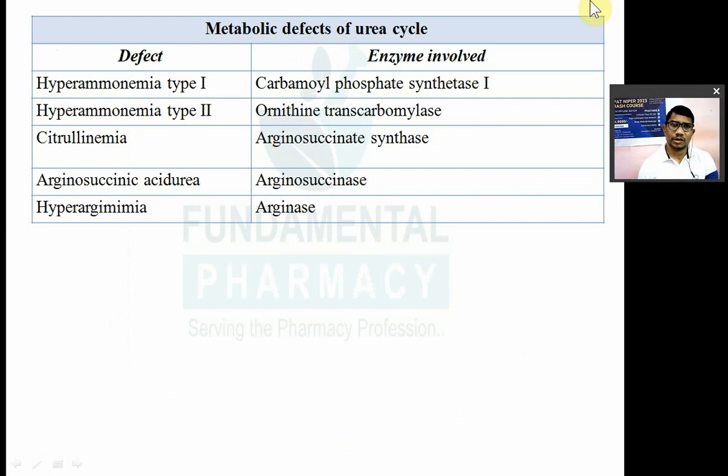Okay, then metabolic defect of urea cycle. What will happen if there is a defect in the urea cycle? Metabolic defect in the urea cycle. So the first one is known as hyperammonemia type 1. Hyper means more, ammonemia means ammonia in the blood will increase. Hyperammonemia type first is due to the defect in carbamyl phosphate synthase first.